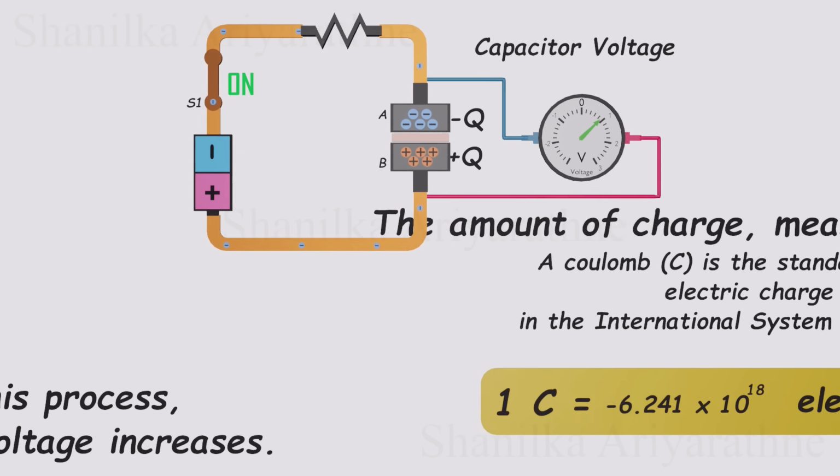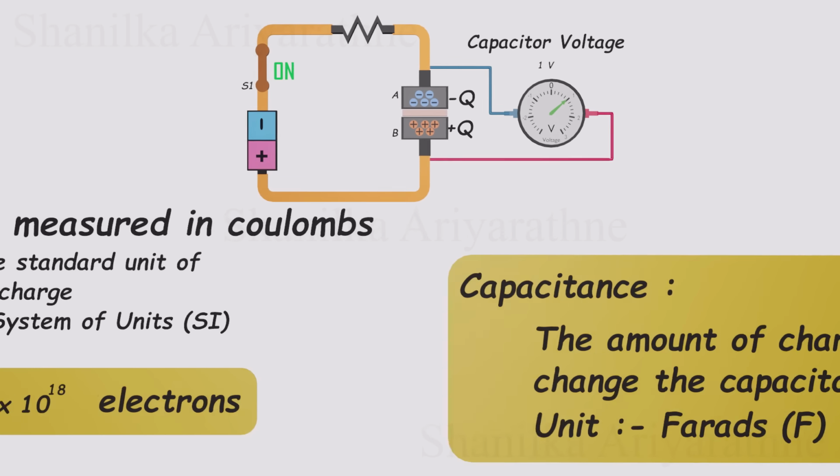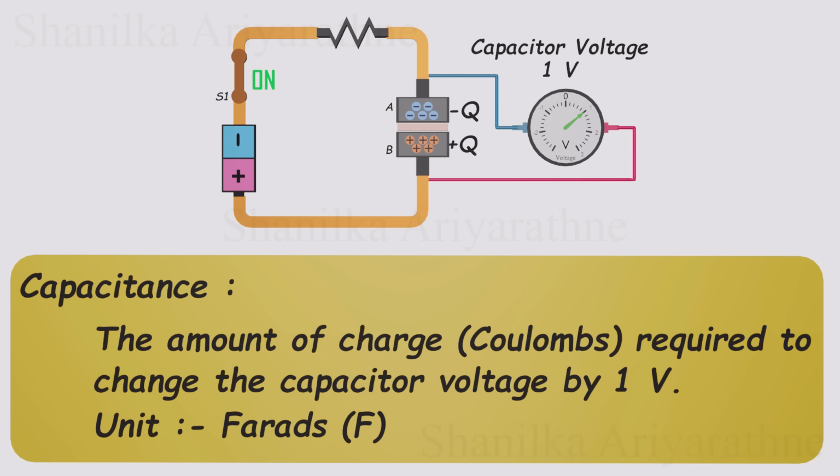The coulomb is the unit of electric charge in the International System of Units. 1 coulomb is equal to approximately 6 quintillion positive or negative charges. The capacitance of a capacitor is the amount of charge, measured in coulombs, needed to change the voltage across the capacitor by 1 volt. Capacitance is measured in units called Farads.